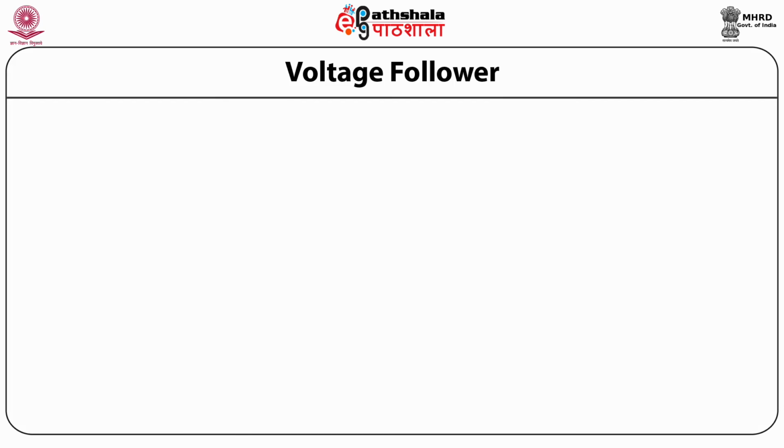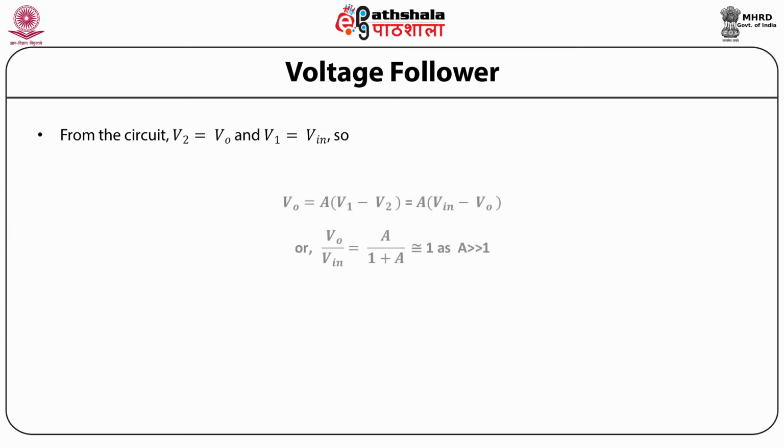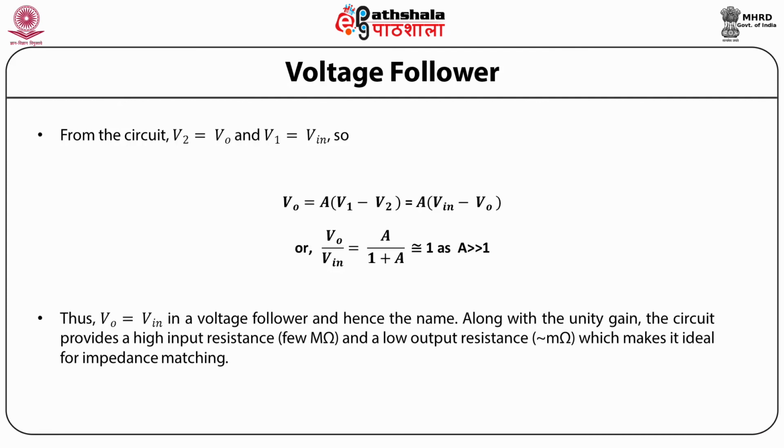It can be observed from the circuit that V2 is equal to V0 and V1 is equal to Vin, so that V0 is equal to A times (V1 minus V2), which equals A times (Vin minus V0), or I can say the ratio V0 by Vin is equal to A divided by (1 plus A), which is approximately equal to 1, as A is much greater than 1. Thus, V0 is Vin in a voltage follower and hence is the name given.